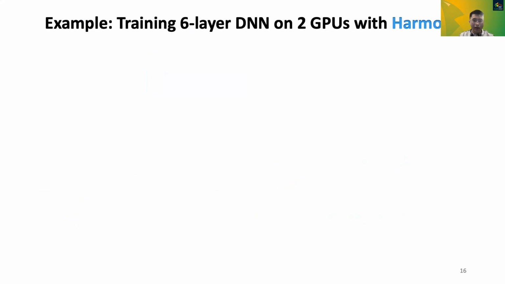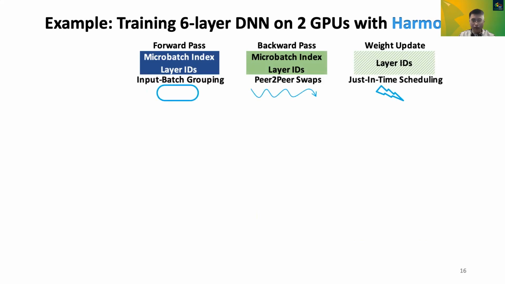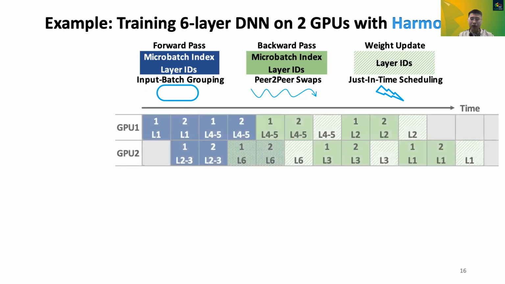To put it together, let's look at this simple example. First, suppose we have all tasks decomposed already. There are 3 types of tasks: forward, backward, and update. Each task contains a layer and a micro batch. Then Harmony will perform these optimizations. The scheduled result can then be unrolled in a timeline like this.